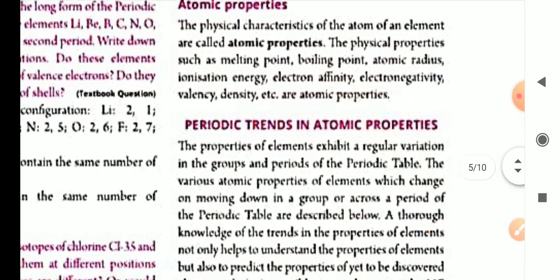Now atomic properties. The physical characteristics of the atom of an element are called atomic properties. Physical properties such as melting point, boiling point, atomic radius, ionization energy, electron affinity, electronegativity, electropositivity, valency, density, etc. are atomic properties. So the physical properties of the elements depend on the following factors. So, periodic trends in atomic properties.